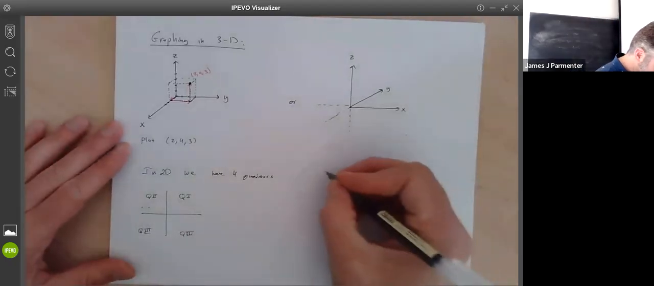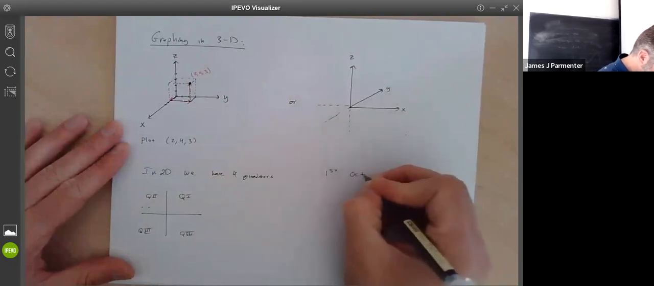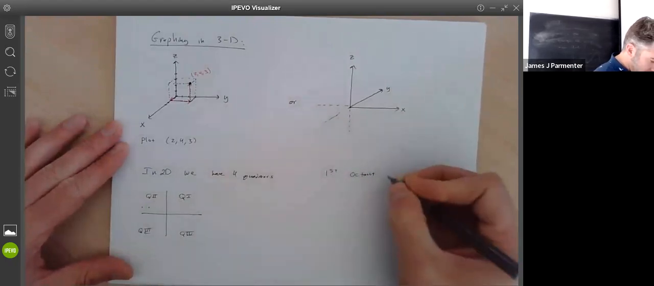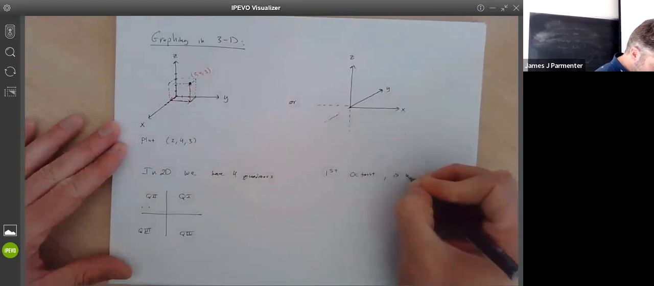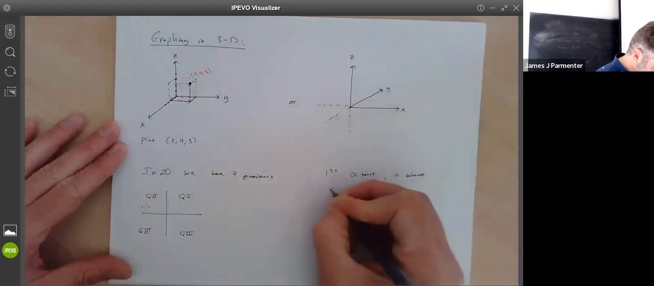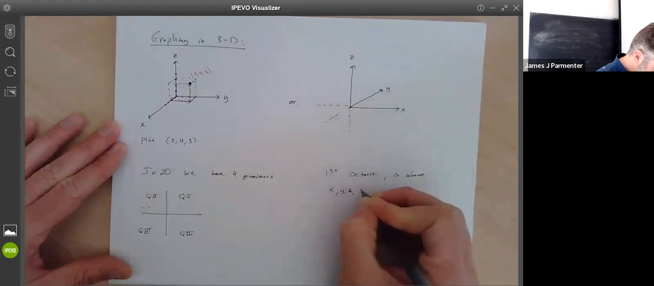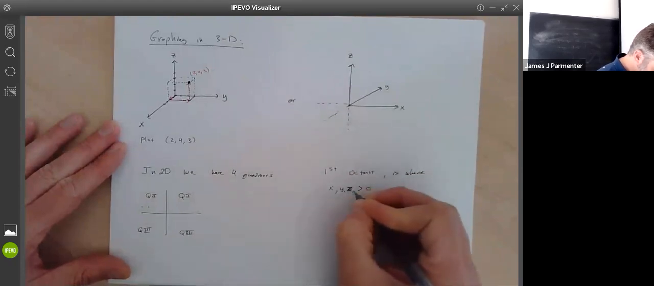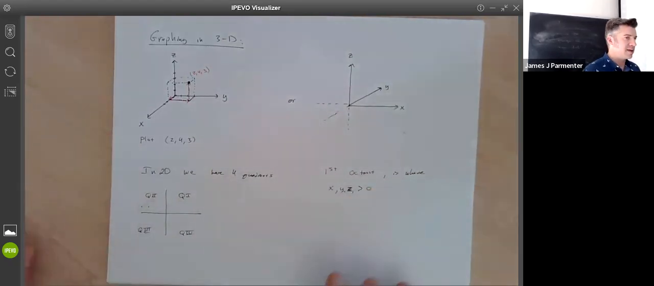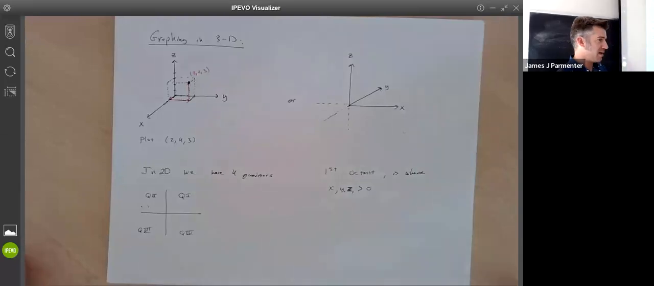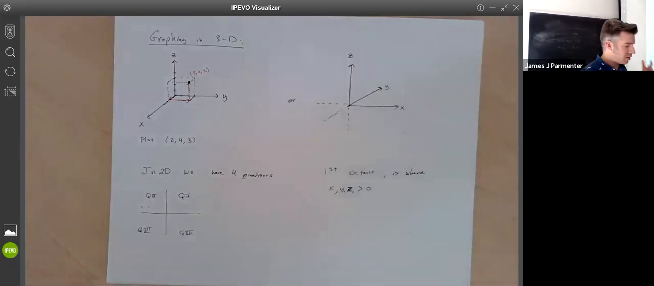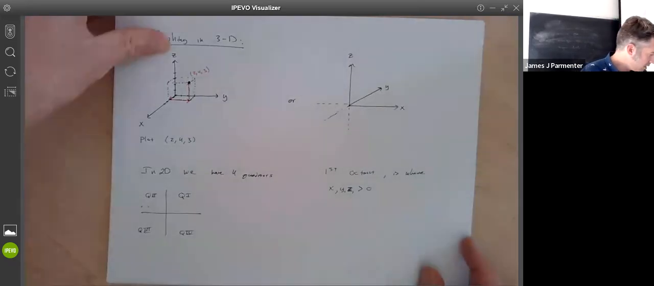So I would point out that the first octant, just like the first quadrant, is where x, y, and z are positive. Someone could probably make a compelling argument for the 8th octant being where they're all negative. But other than that, there's no second octant. Someone could probably number them if they wanted to, but we don't really do that.